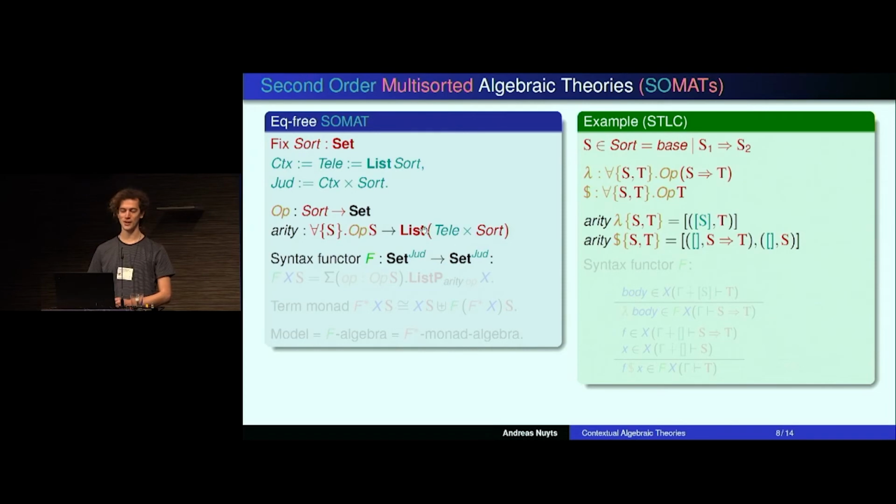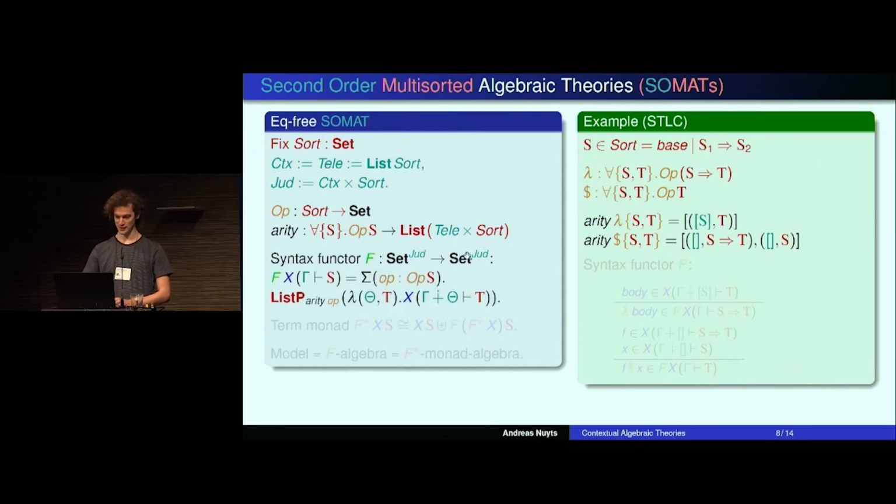My syntax functor now acts on judgment indexed sets. And so to create a term, I could say, in this judgment, gamma of type sort, I need to give an operation of output sort s, and then a dependent list over the arity of X's. And when I specify for an argument telescope theta and sort t, I will extend the context with theta and type check in sort t. So what we have here, if I have lambda body of type s to t, I check the body in type t with s put in the context, and for application I do not extend the context.